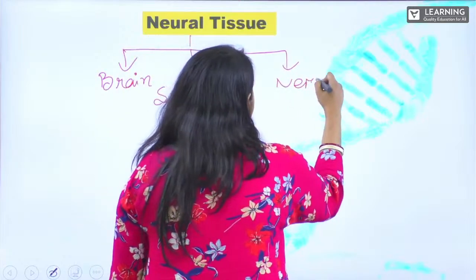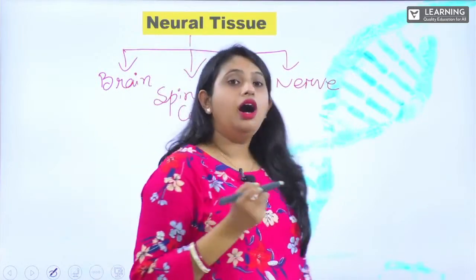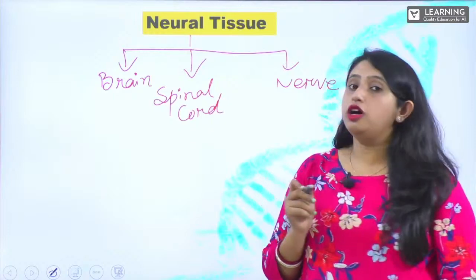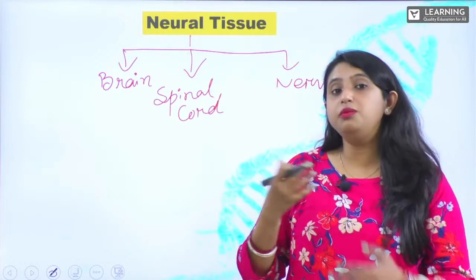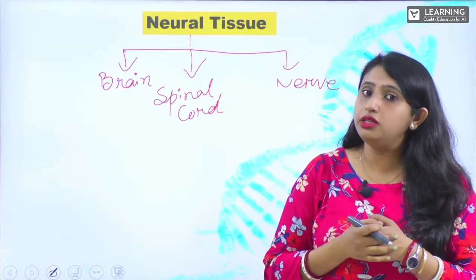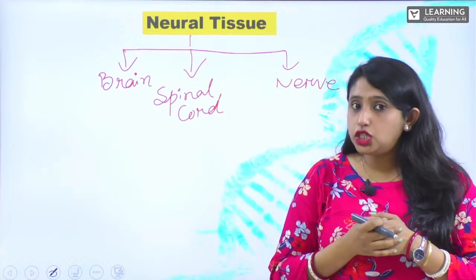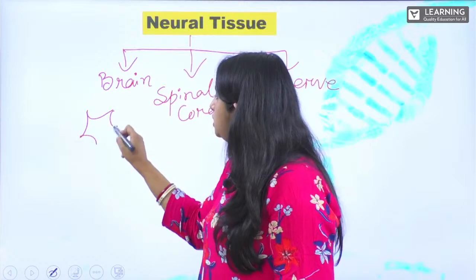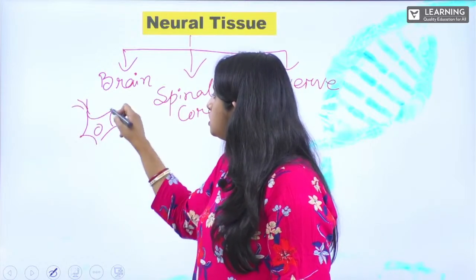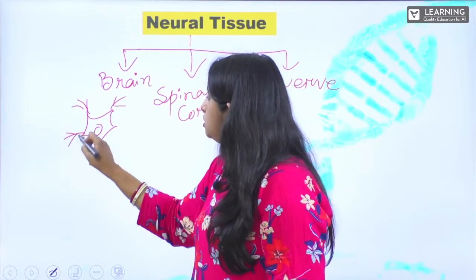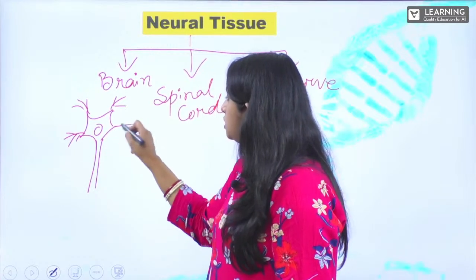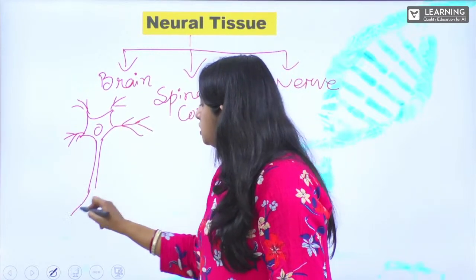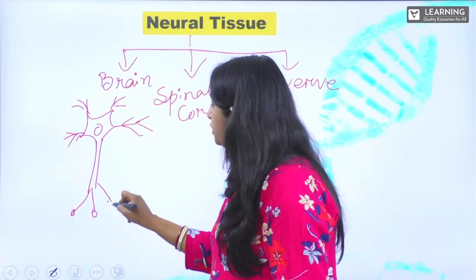And nerve. So how has it been formed? The nervous tissue has been formed from the nerve cells. So when many nerve cells join together, they form the nervous tissue. We have already learned about this structure. The nerve is like this, right? These are the axon terminal.